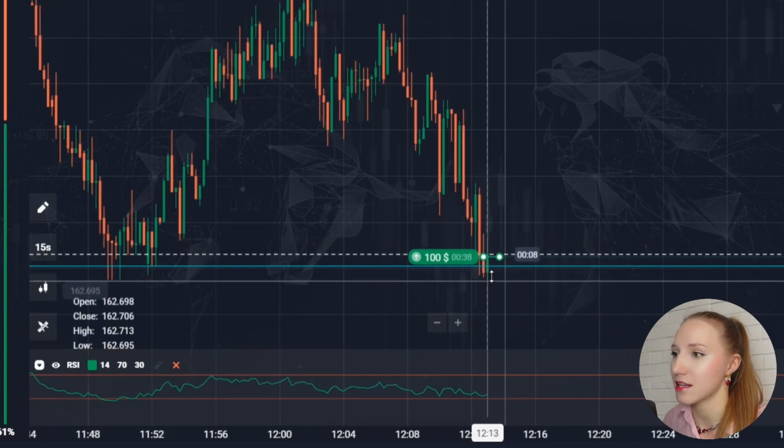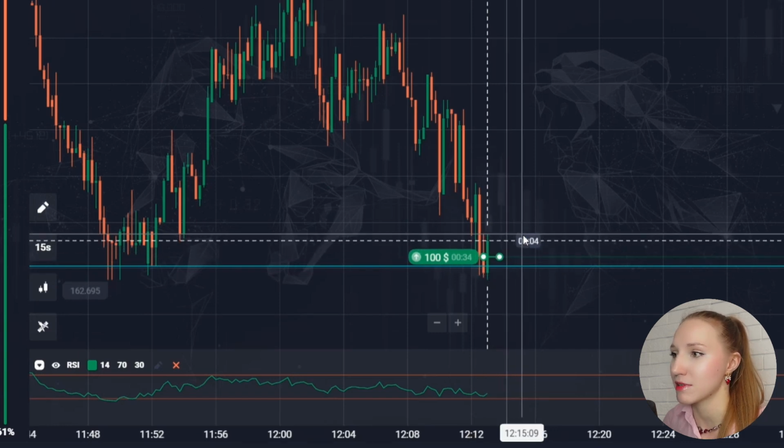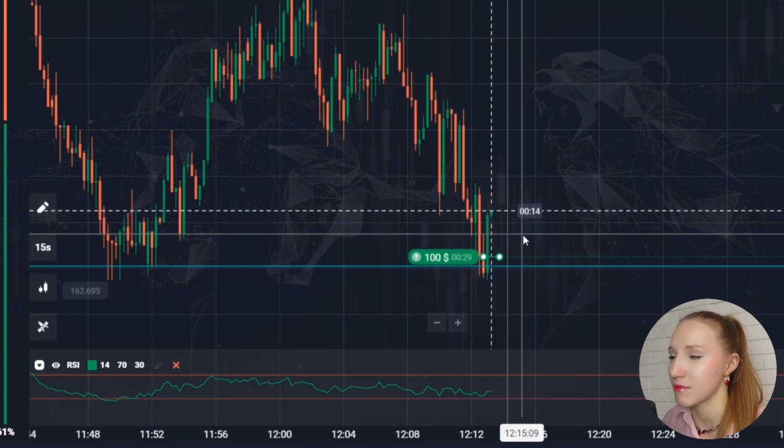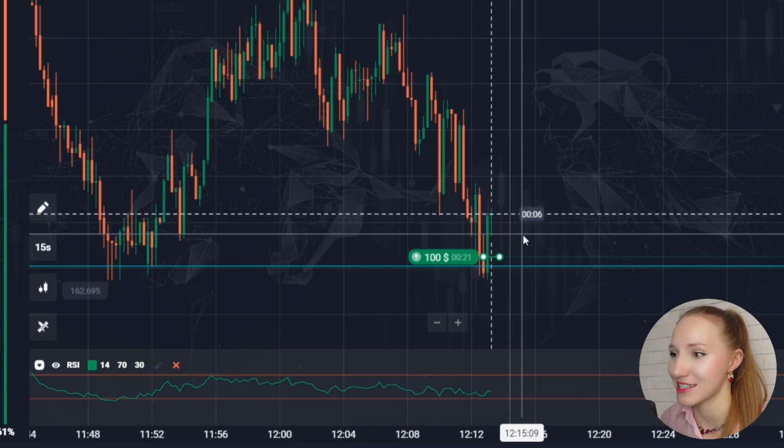So, I think that after this one-way movement, the price will bounce from the support level, and this will be the pullback up. And on this movement, we will try to make profit. As it usually happens, 1 minute is enough for that. So, now let's check what's going to happen very soon.